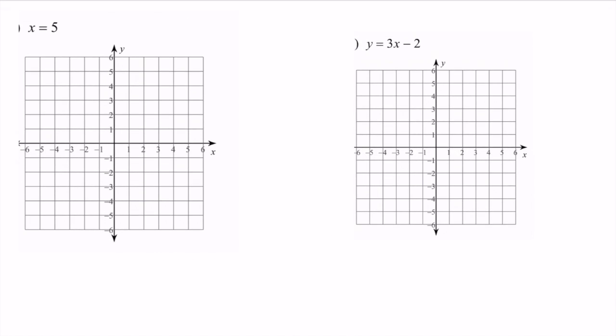So start by identifying your y-intercept and your slope. Ooh, this one's a little tricky. So this one says x equals 5. We don't have a y, so it's not going to cross the y-axis anywhere. So it's going to go x equals 5. So we know it's going to cross here. And if it doesn't cross the y-axis, that means it goes straight up and down, just like this.